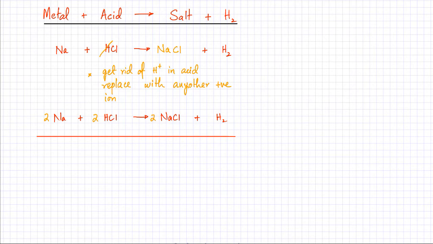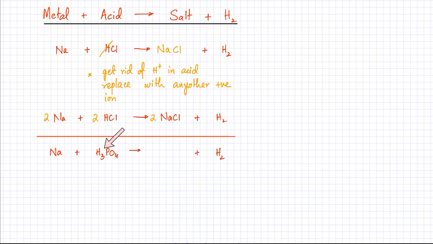Let's do another reaction, and this time again I'm going to pick sodium metal, and I'm going to react it with phosphoric acid, which is H3PO4. And again, it's a metal plus acid reaction, so it's going to produce a salt plus it's going to produce hydrogen gas. So the only thing I need to figure out is the formula of this salt.